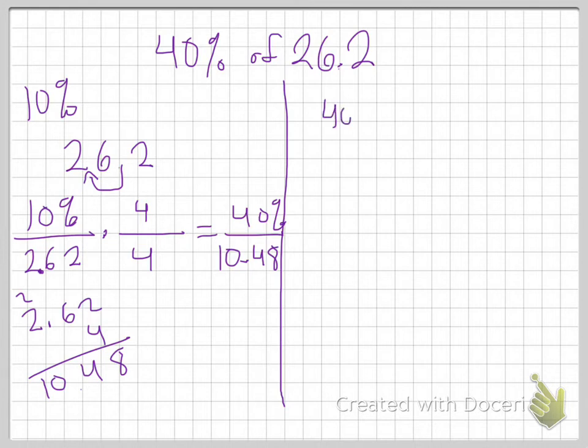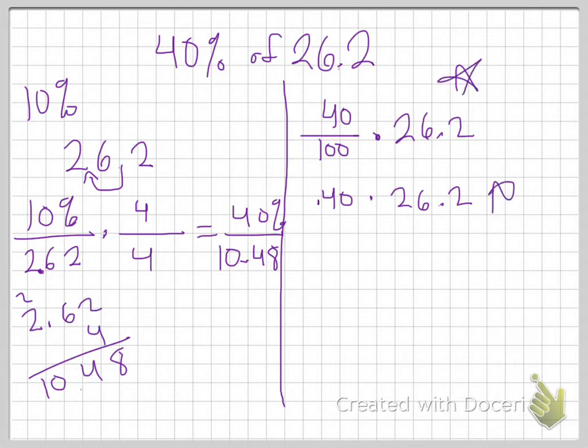The other method that some people like doing is translating 40% of 26.2 into an actual multiplication sentence. They recognize that 40% can be written as a fraction, or it can be written as a decimal, whichever you prefer, and that "of" means multiply. So 40% of 26.2. It's up to you whether you prefer multiplying with fractions or multiplying with decimals, but you would need to do that correctly, and you should get that same answer of 10.48.